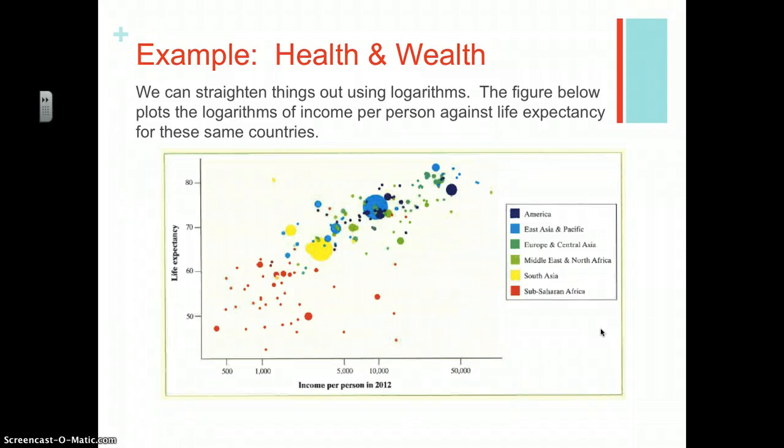So applying a function such as a logarithm, or we'll see a square root, to a quantitative variable is called transforming the data.